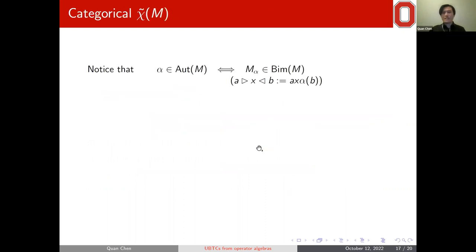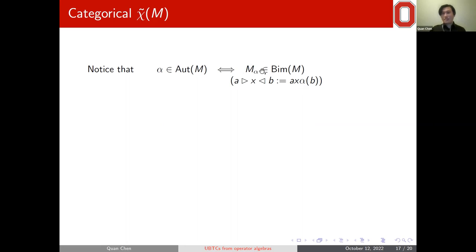The natural way is to think of the bimodule. If you start with an automorphism alpha, it's natural to think of the M-bimodule constructed from this automorphism, namely the space is just this algebra M, but you twist your right action by alpha.